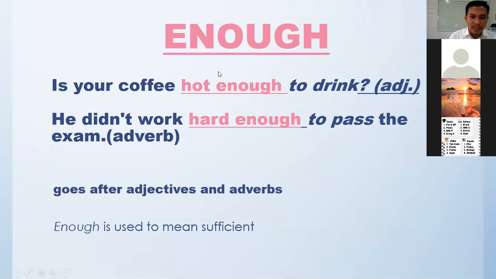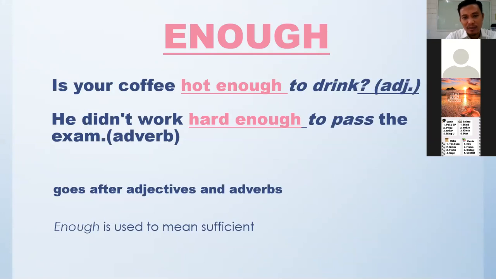Okay, when we were talking about too, too is followed by adjective, yeah. Too expensive. But look at here, too and then expensive or adjective. But here enough, adjective first and then enough, yeah. Adjective first and then enough. Is your coffee hot enough to drink? Right. So adjective and then enough. He didn't work hard enough to pass the exam. Yeah. Adverb and then enough. Yeah. A bit different, yeah, from the previous topic too, yeah.